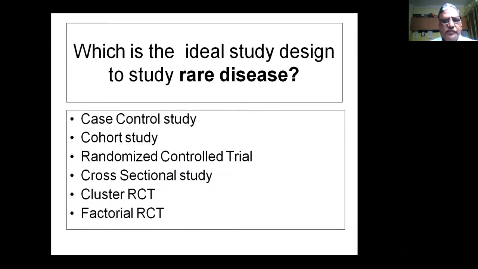So when it comes to treatment and prevention, the gold standard is randomized control trial. And then last few slides, which is the ideal study design to study rare disease? Case control. Very good.